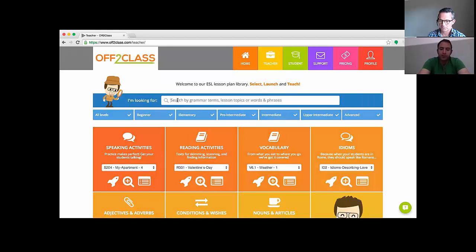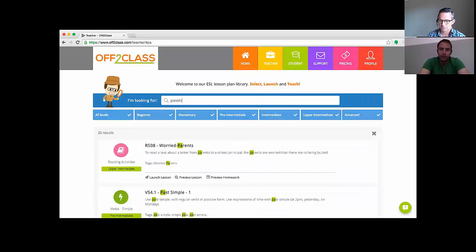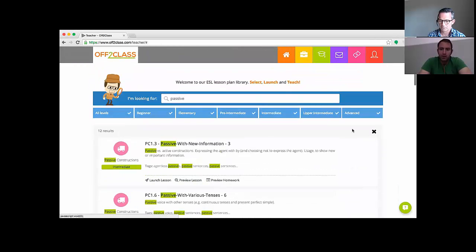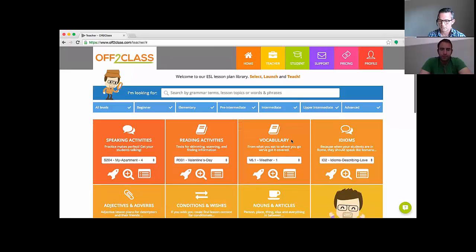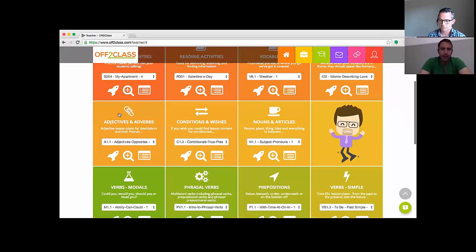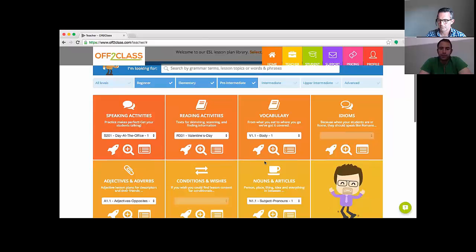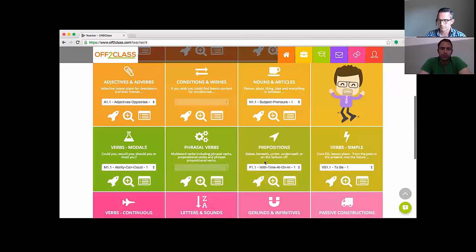You can use our search function. So I typed in the passive there, and a number of lessons are coming up. Or you can browse the library. And you can also filter the library by levels. So you can select the level of the student that you're aiming for, and this will reveal the parts of the library that are appropriate for your student.